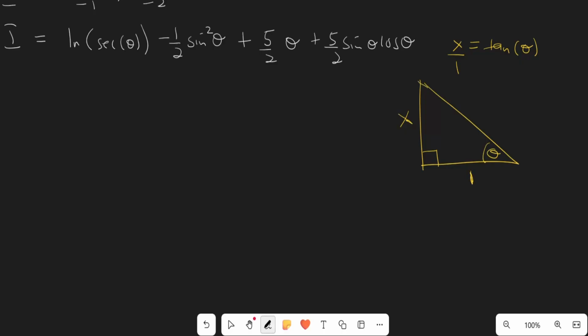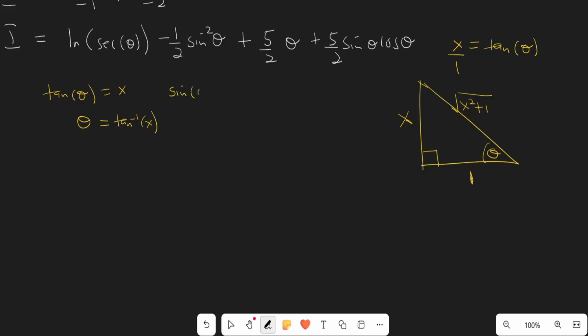Now we have to find the hypotenuse, the one that is opposite to the right angle. We can do that by using the Pythagorean theorem. That is the square root of the sum of the squares of the other sides. So x squared plus 1 squared, which is 1. So this is what we have. Now we know that tan of theta is x. So in that case, theta is going to be the tan inverse of x. What about sine of theta?